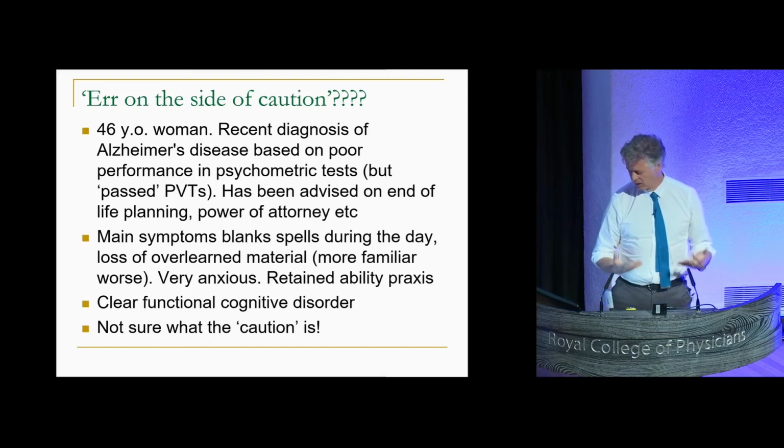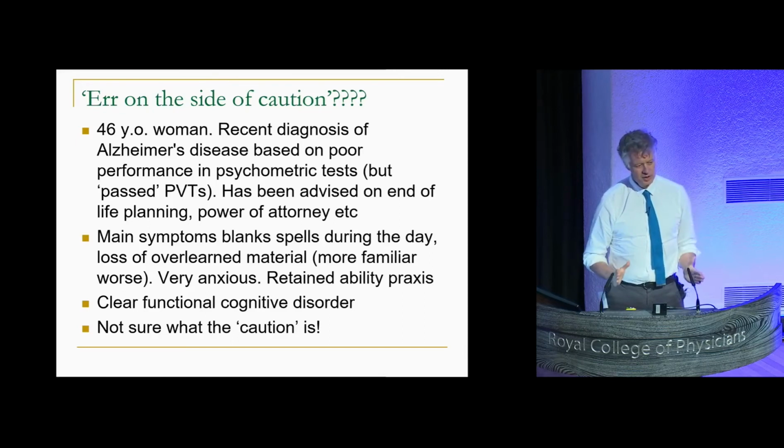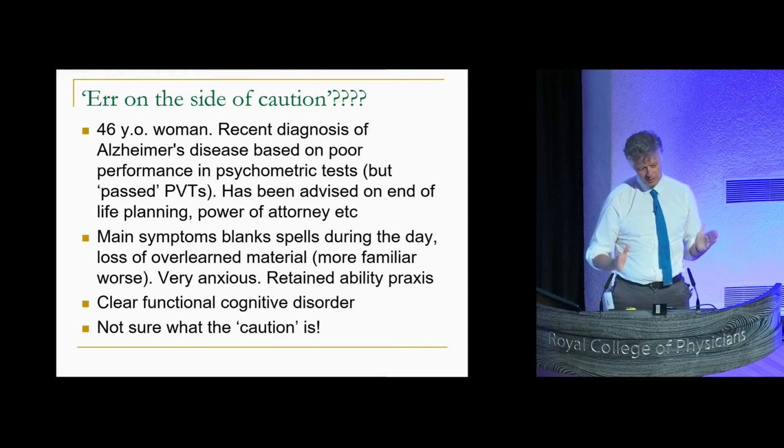Main symptoms, blank spells during the day, loss of overlearned material, very anxious. Retained ability with praxis, which I think is quite a useful sign in people with supposed Alzheimer's who don't. And it was a clear-cut functional disorder. And this woman's life had been devastated for the 4 years prior to me seeing them. There is an increasing trail of negligence cases. I think perhaps helpfully so, in a corrective balance of people just not being cautious enough or thinking enough about functional disorders when coming to diagnoses.